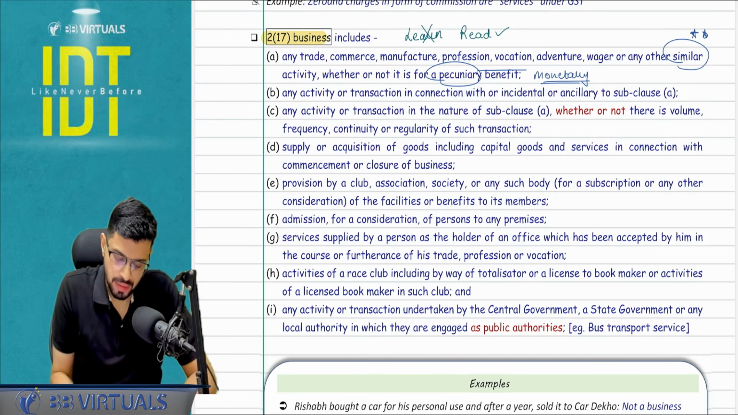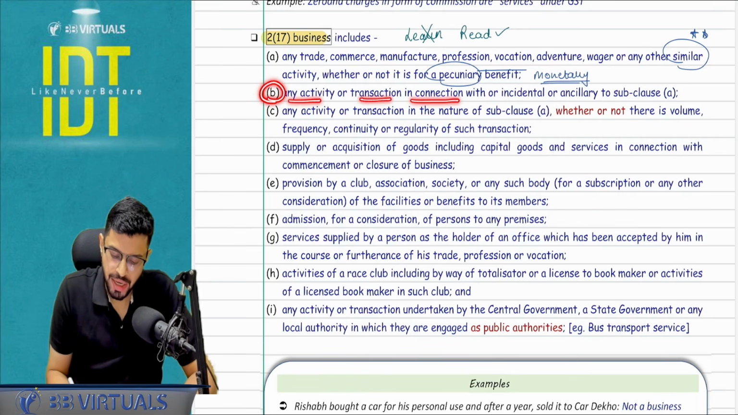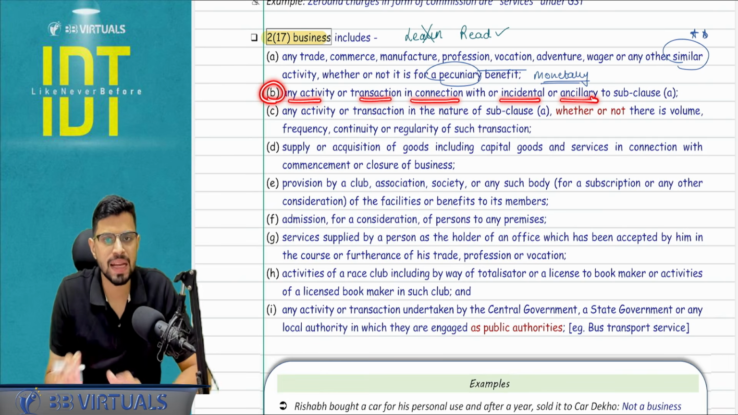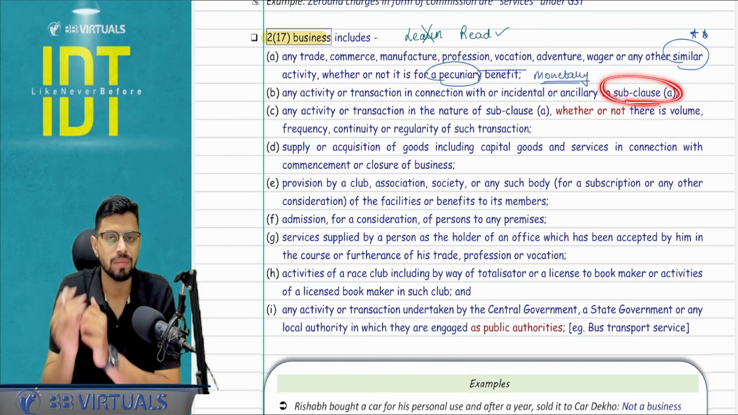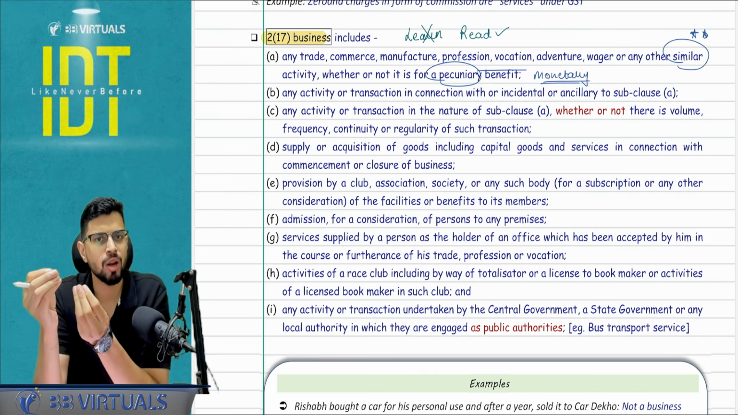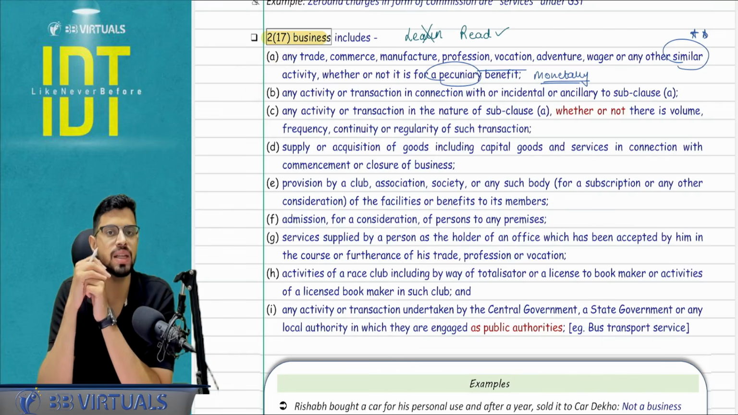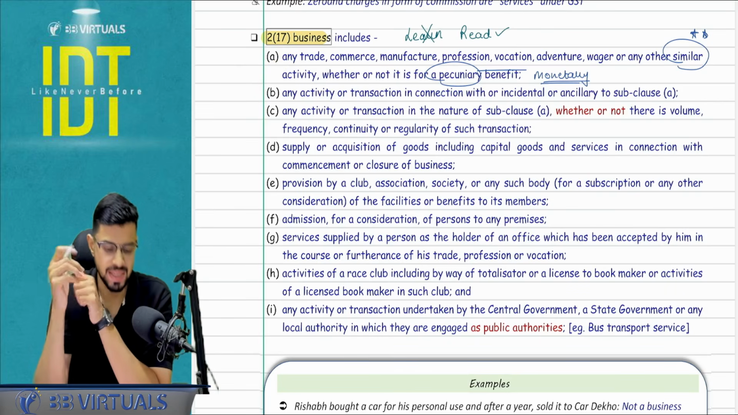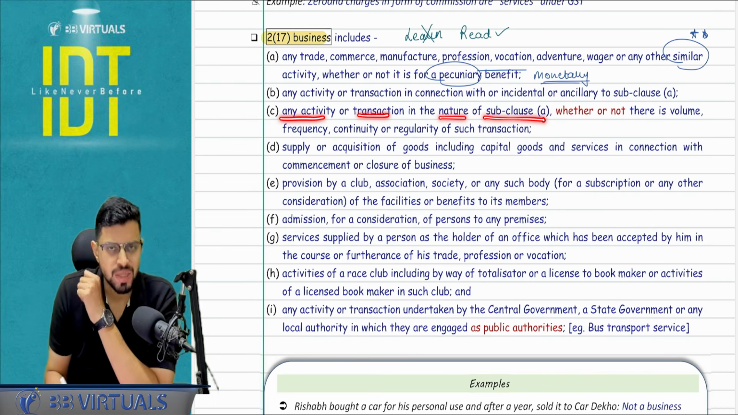B. These are my sub clauses. Okay. This is clause. This is sub clause. B. Any activity or transaction in connection or incidental or ancillary means similar to what? Sub clause A. Government is trying to expand the scope, that we might not have used every word possible, but incidental activities are also covered in the definition of business. C. Any activity or transaction in the nature of subclause A.